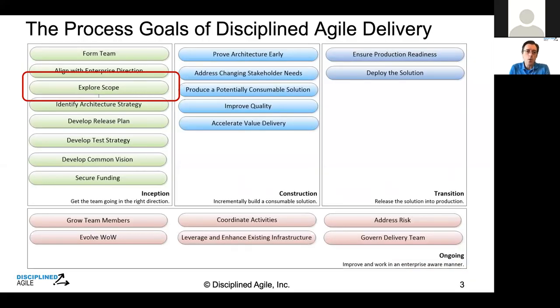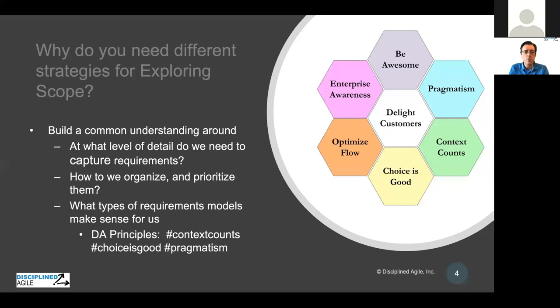And this is the goal that we will be going through today: explore scope. Anybody who's familiar with Discipline Agile understands that we have 21 goals for every project that you're on. Doesn't matter if it's building something from new, extending a solution, configuring a package, you're still going to have these goals. And how you fulfill the goals will depend on your context. So let's jump into explore scope.